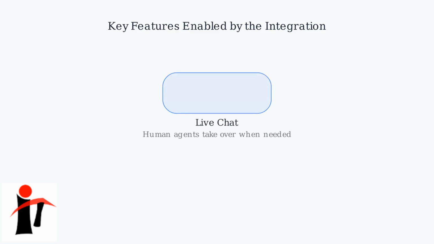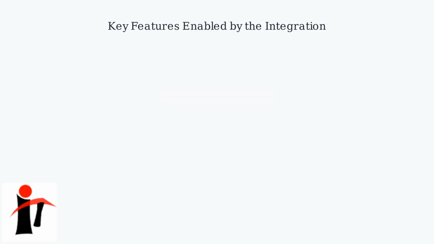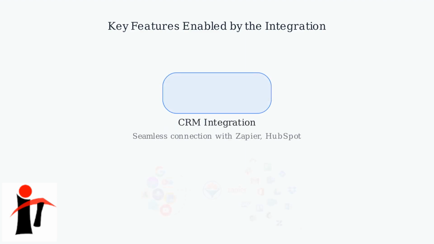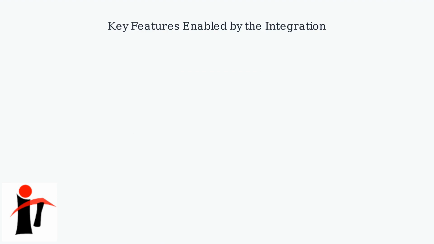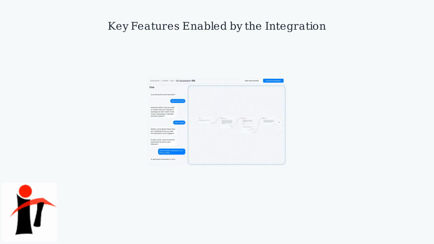The live chat feature allows human agents to seamlessly take over conversations when automated responses aren't sufficient, ensuring personalized customer service. All of this integrates seamlessly with popular CRM tools like Zapier or HubSpot, allowing data to flow between platforms for comprehensive customer management. These features combine to create efficient, scalable customer communication systems that enhance both automation and personalization.